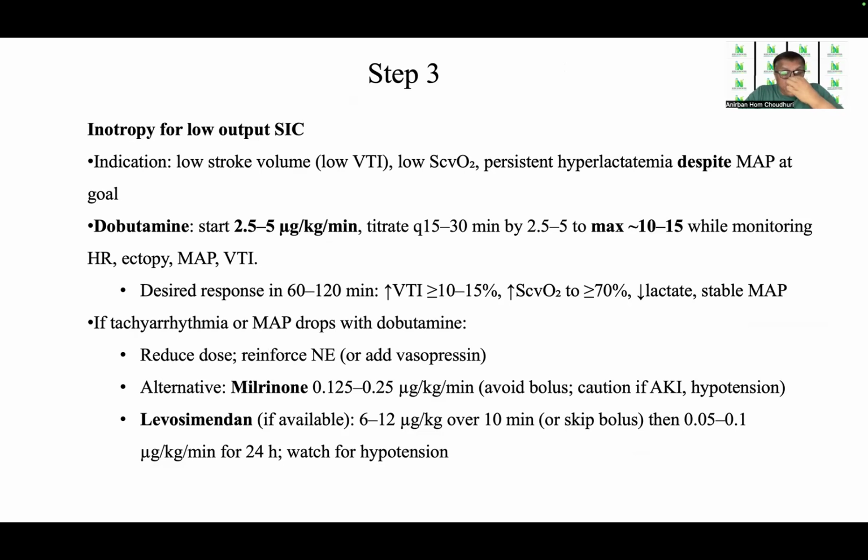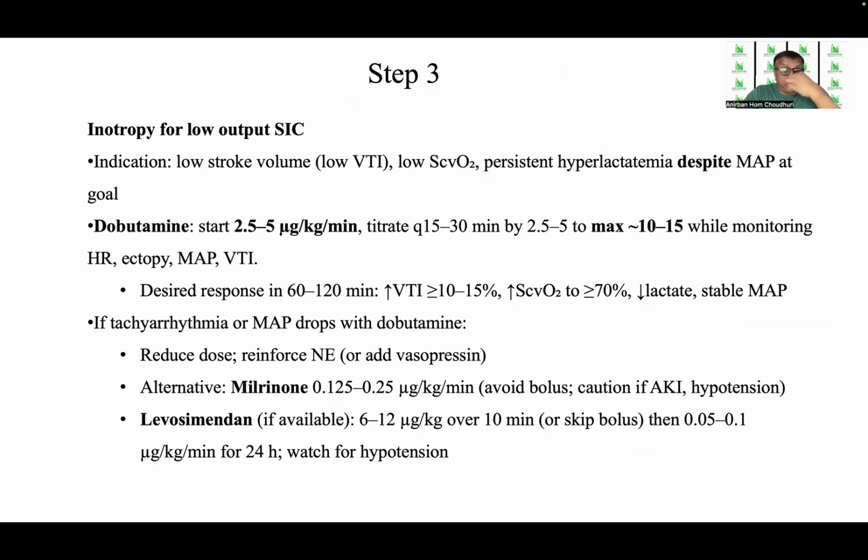Now, in step three, after fluids and vasopressors, we look for inotropy for low output sepsis induced cardiomyopathy. If there is low stroke volume, low ScvO2, or persistent hyperlactatemia despite MAP at goal, then we know that we have to improve the stroke volume. So you have to target the perfusion. It is dobutamine, which can be started at 2.5 to 5 mcg per kg per minute.